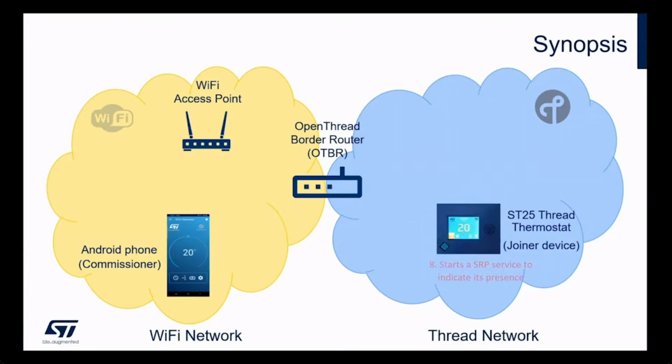Step 8 shows the SRP service to indicate its presence on the Wi-Fi network. SRP stands for Service Registration Protocol. It is to indicate a presence on a network. Here, this service includes the IPv6 address of the Thread device visible on both networks. Thus, the smartphone can see the Thread device and can exchange UDP messages to control the device.